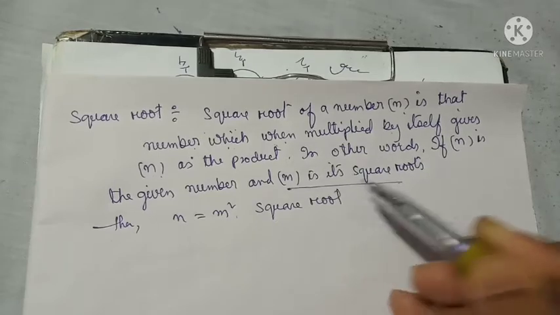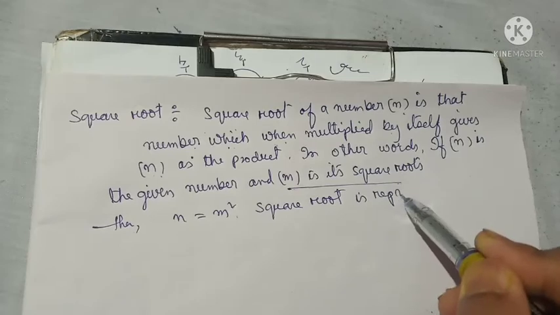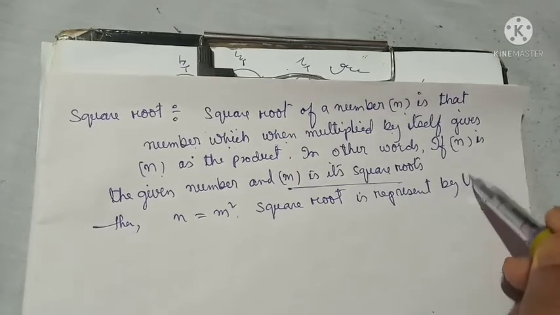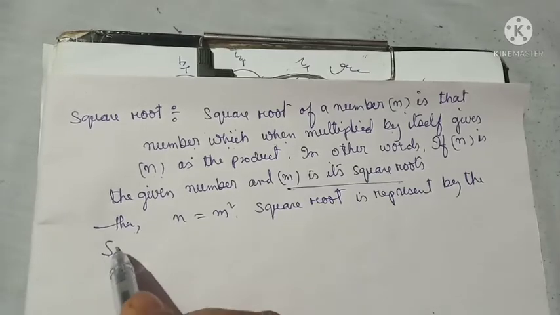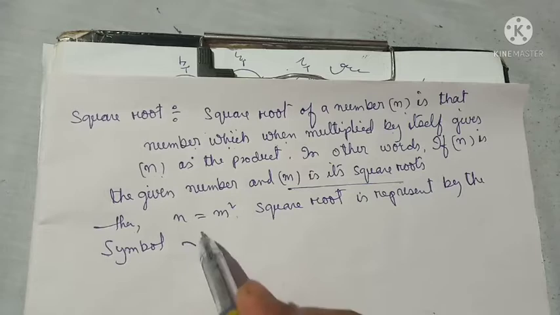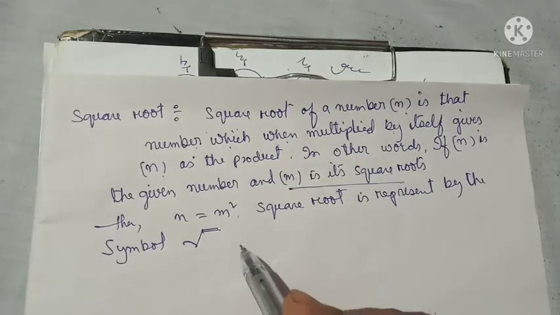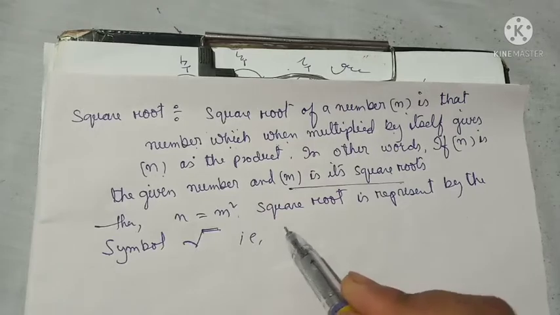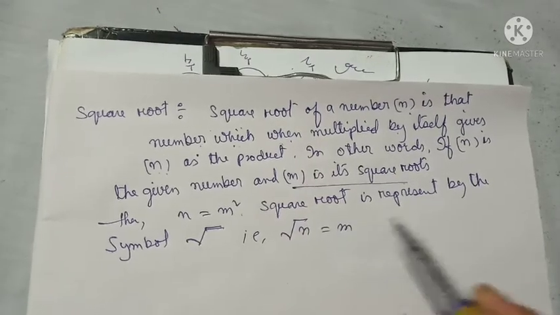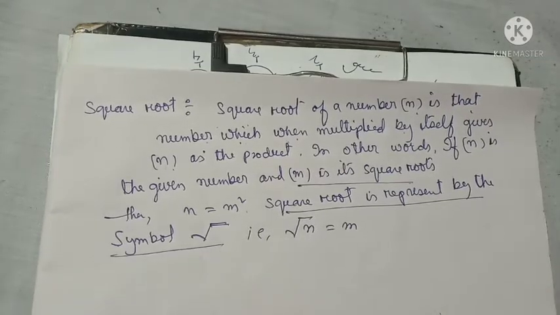There is a symbol for square root. Square root is represented by the symbol, this is the symbol of the square root, that is, square root of n is equal to m.